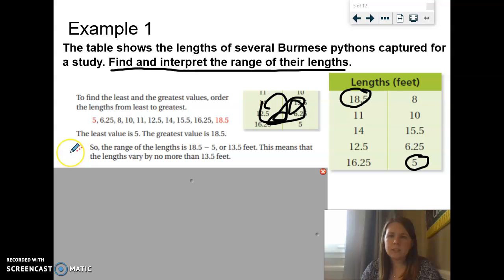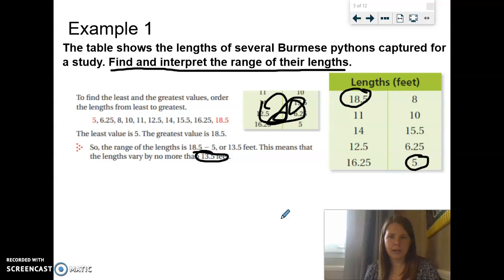So then your range, this is just your typical range. That's all they wanted. The normal range is usually just taking the bigger number and subtracting the smaller. So the range of the lengths is 18.5 minus 5, which is 13.5 feet. Interpreting this means that the lengths vary by no more than 13.5 feet. So all of these snakes fit within a range of about 13.5 feet difference between each other at the most. It could be smaller because, like, 10 to 8 is 2. So it's just in between that largest and that smallest value.